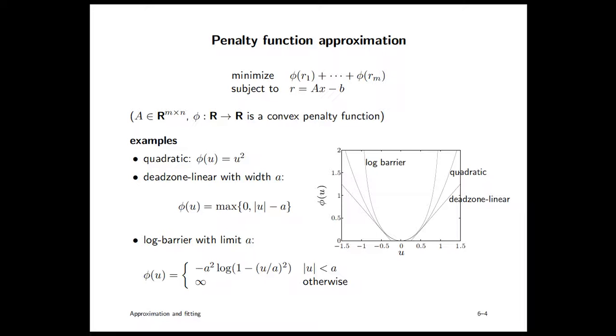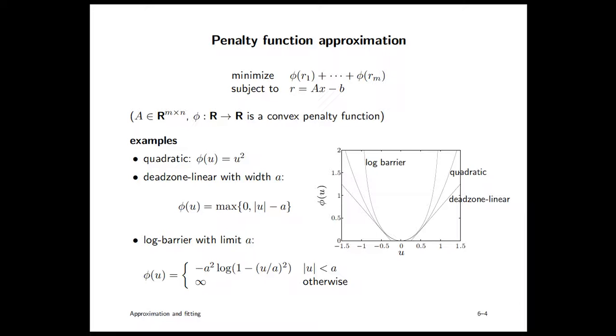Here we consider useful generalizations of the Lp norm approximation problems. We call it the penalty function approximations. We can see that the objective depends only on the amplitude distribution of the residuals. Each component in the objective, the phi of r's, is called the penalty function. We assume that each component's function is convex.